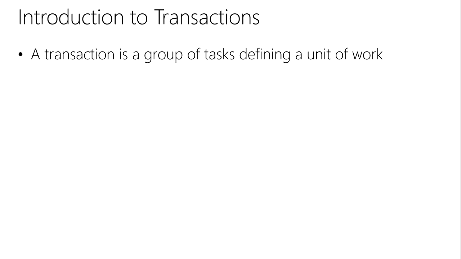So a transaction is a group of tasks that together form a single unit of work. Up till now, we've been executing update statements or insert statements one at a time. We've updated one table, then we've updated another table. But what if a logical unit of work involves updating 2 tables or inserting into 2 tables?